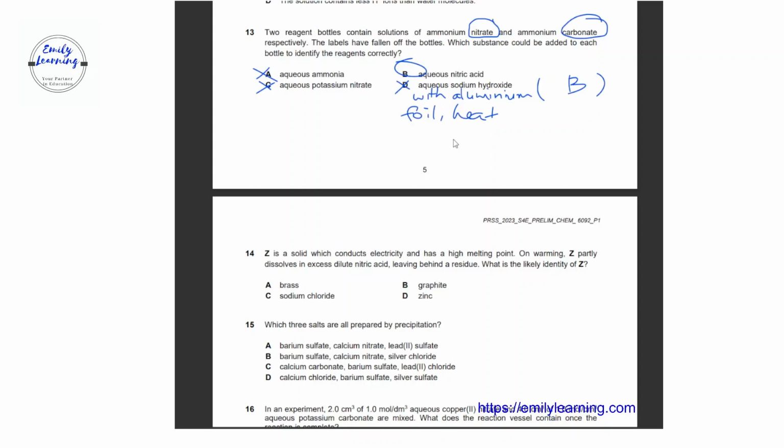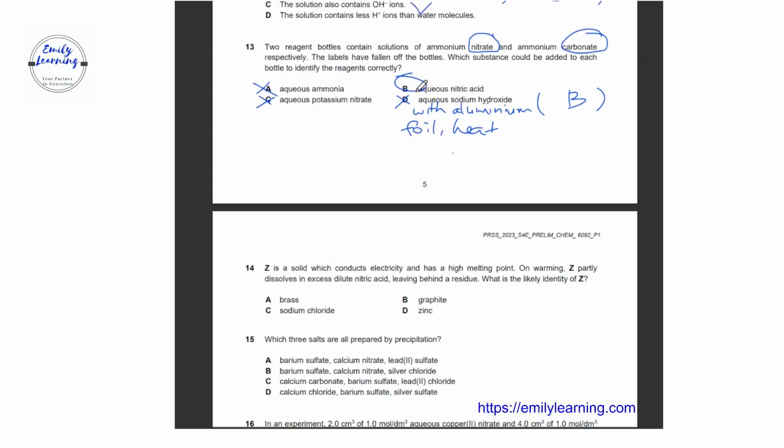So for this question, if option D is changed to aqueous sodium hydroxide with aluminum foil and heat, you still need to eliminate it because the ammonium ion will produce ammonia gas and both of them contain ammonium ions. So whether you have aluminum foil or not, when you heat these two with sodium hydroxide, they will give out ammonia gas and you cannot distinguish them. So the only way to distinguish between ammonium nitrate and ammonium carbonate, because they both have ammonium, is to use nitric acid.